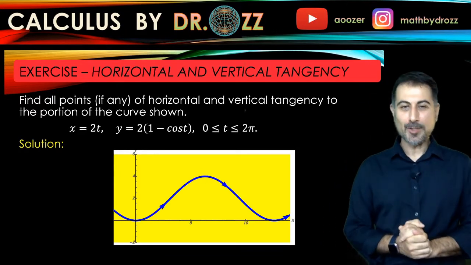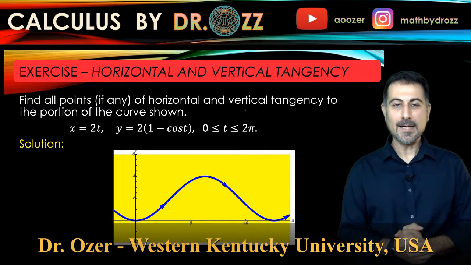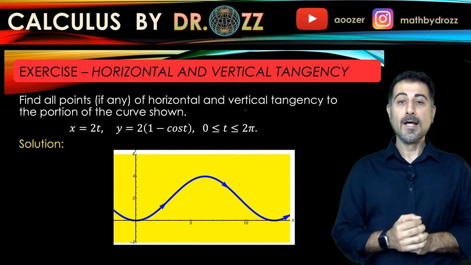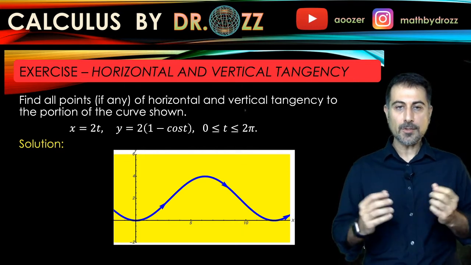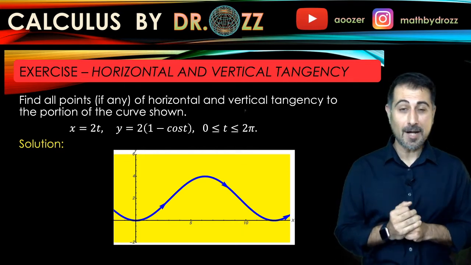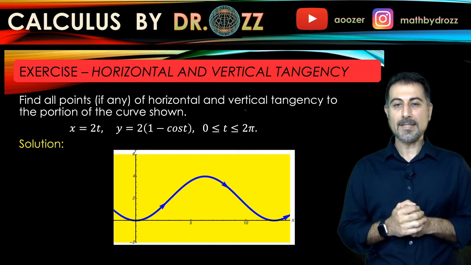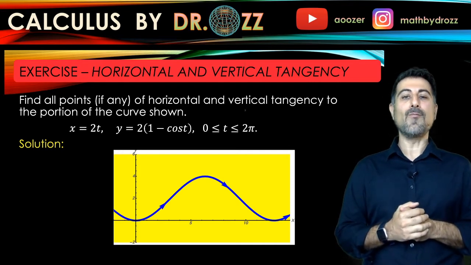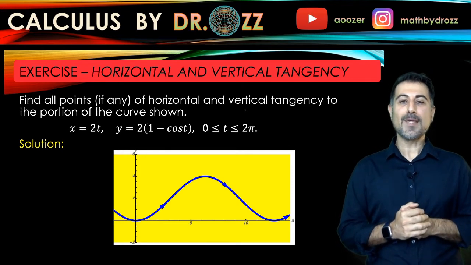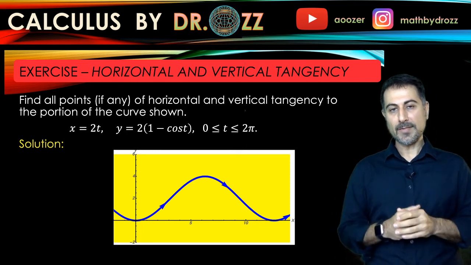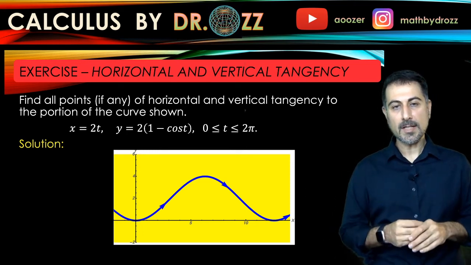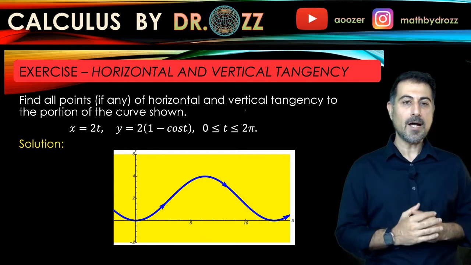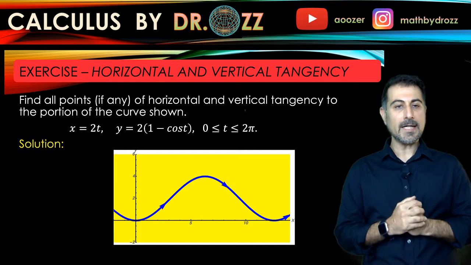Today we're going to try to find horizontal and vertical tangent lines to the given curve, if they exist, obviously. We have a very special curve provided to us, with the parameterization x equals 2t and y equals 2 times (1 minus cosine t). We are given only the portion between t equals 0 and t equals 2 pi. This is also another classical problem that we tackled in Calculus 1.